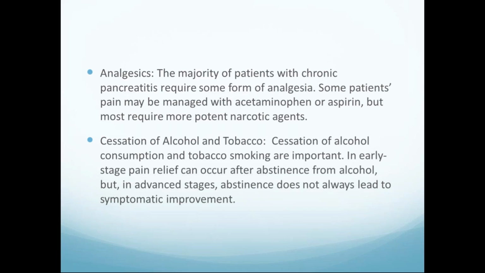And cessation of alcohol and tobacco is the most important measure. The patient must not go near alcohol once again after the destruction process has started, because if he consumes alcohol again, the destruction process resumes, and there will be further irreversible destruction of the pancreas. Okay. So cessation of alcohol and tobacco is important in the early stage, and pain relief can occur after abstinence from alcohol. See, on withdrawal of alcohol there will also be pain relief.